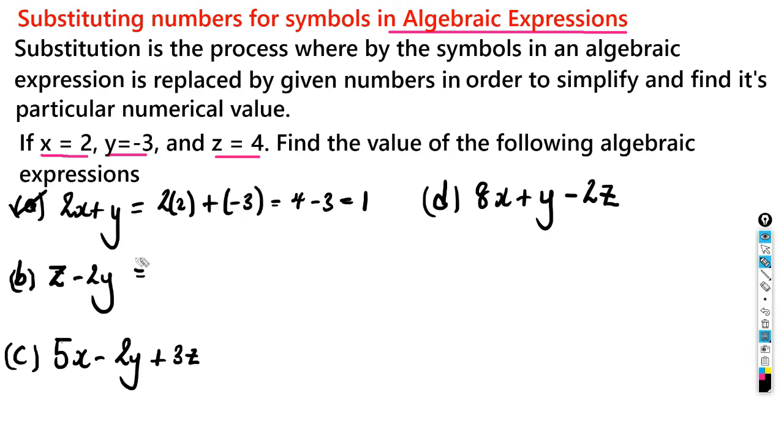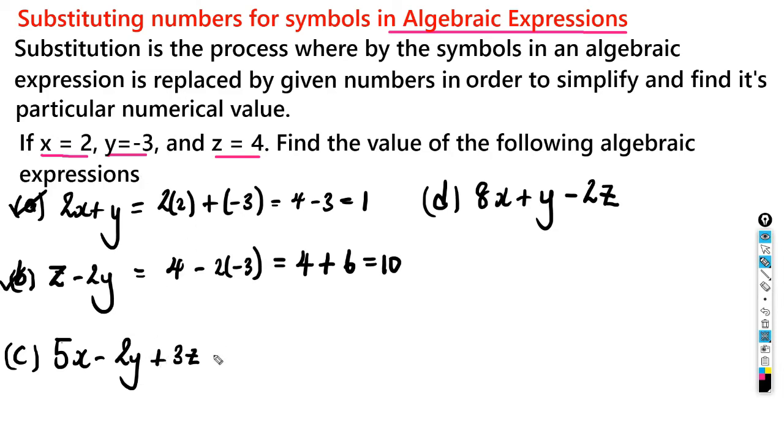Then the next one is z minus 2y, so we're going to get 4 minus 2 multiplied by minus 3, and then we're going to end up with 4 and 2 negatives. Negative and negative give us a plus, so we're going to get 4 plus 6, and the answer for this is equal to 10. All right, guys, all we have to do is substitute the values into the equation.